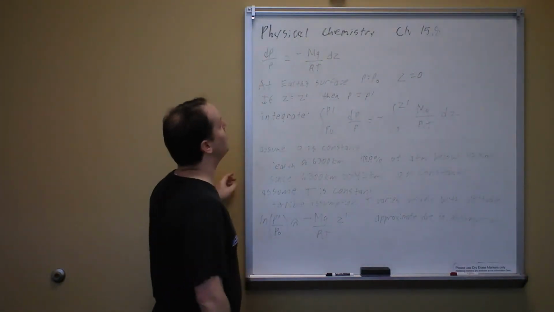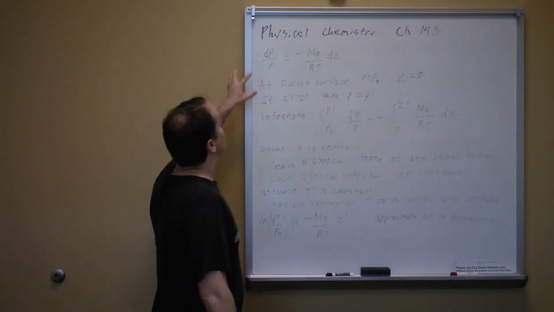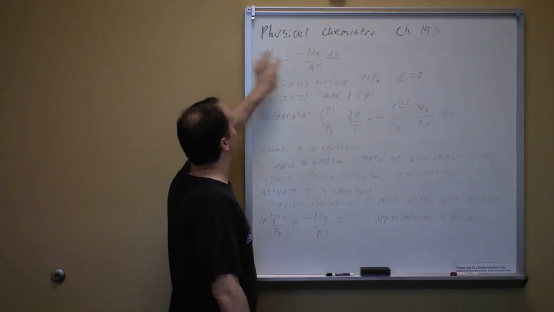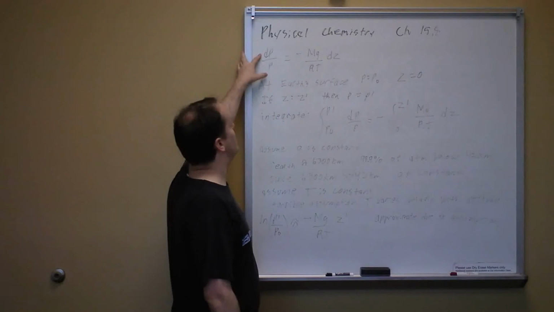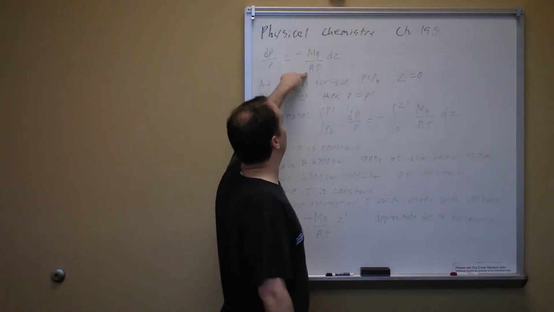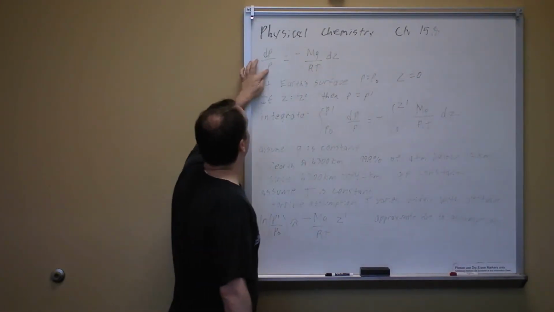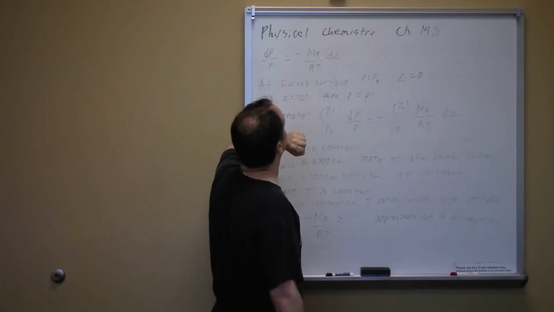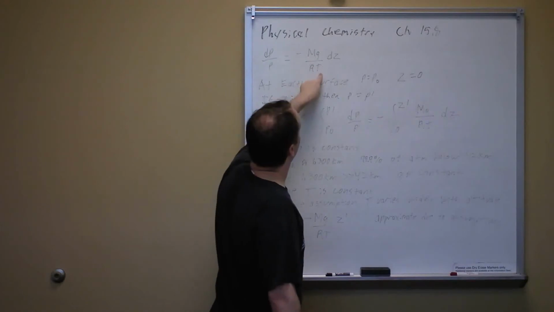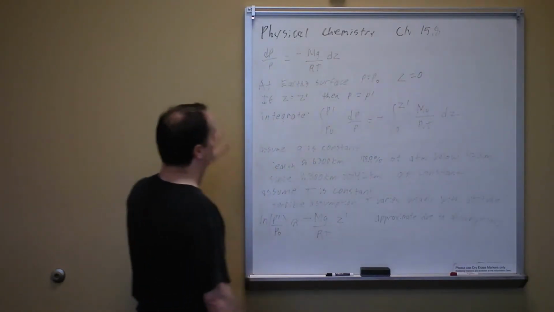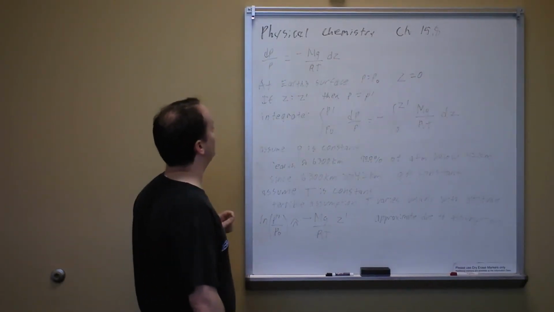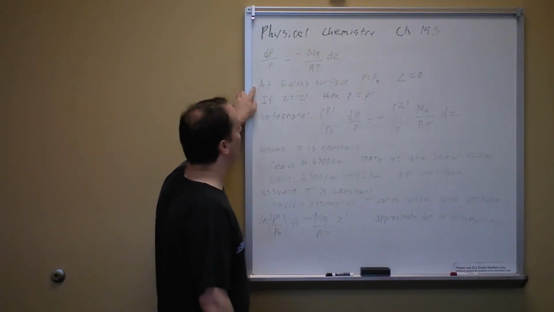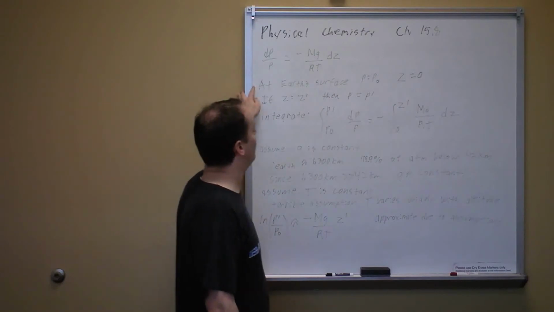Alright, continuing on, physical chemistry, chapter 15, section 8. We moved the like terms over to the same side, so we have 1 over P dP equal to minus Mg over RT dZ. Remember, P is pressure, dP is the differential pressure, M is the weighted average molar mass of the atmosphere, g is gravity, R is the gas constant, T is temperature, and dZ is the thickness of this infinitesimally thick layer of atmosphere.